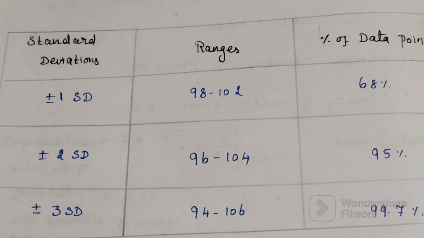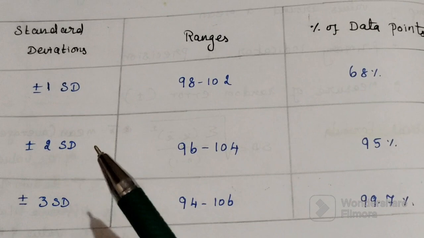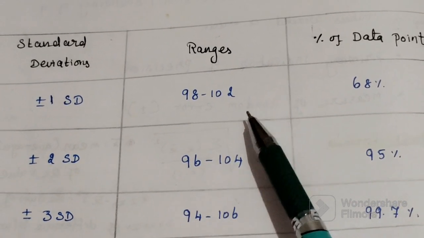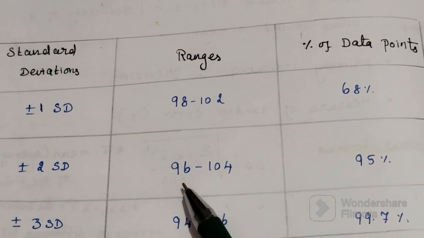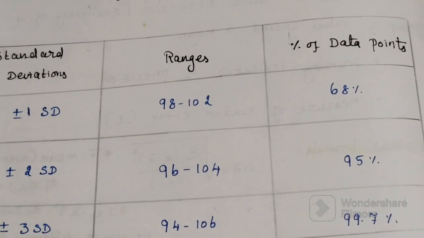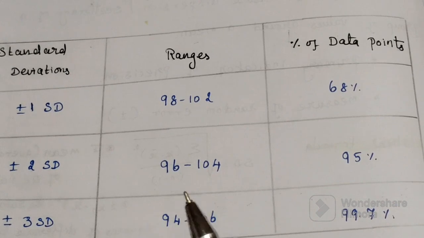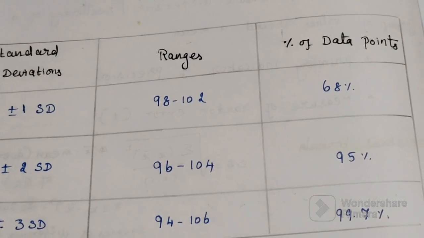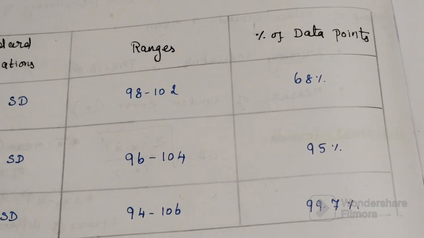Then how do we calculate plus or minus 2 standard deviations? Here 98 minus 2, and here 102 plus 2. So we get 96 as the lower range and 104 as the higher one. In this range, 95% of data points fall.